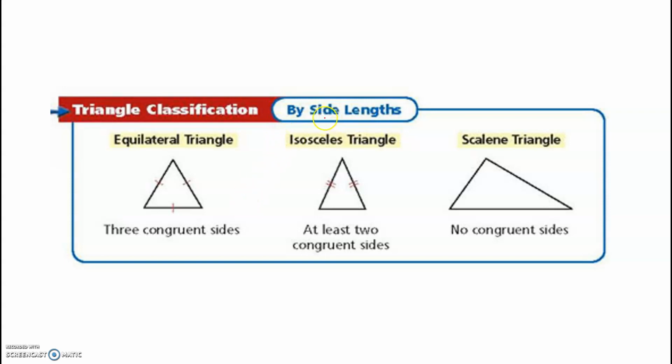You can also classify by side length. So equilateral, again, equilateral, all the sides are the same. So 3 congruent sides, which again also means 3 congruent angles. So each angle would be 60 here. Isosceles has 2 congruent sides, and scalene has none, so they're all different. All right, so that's by side length.